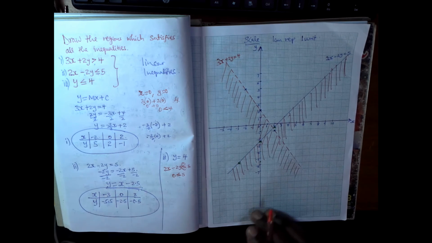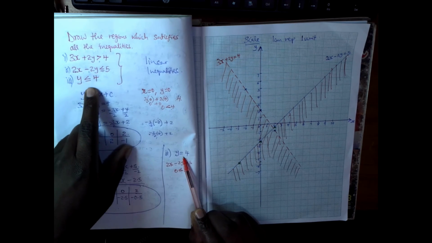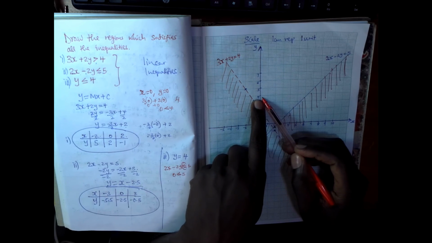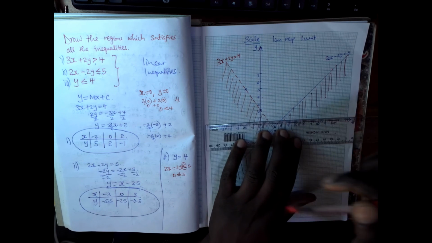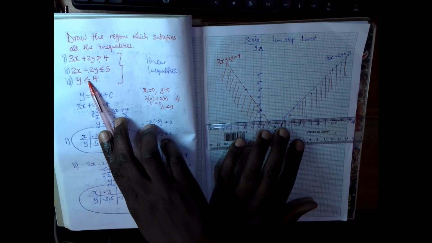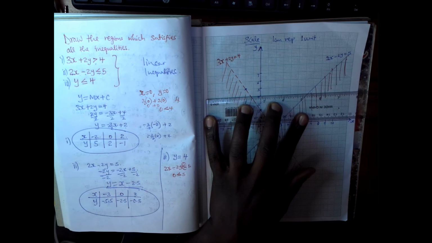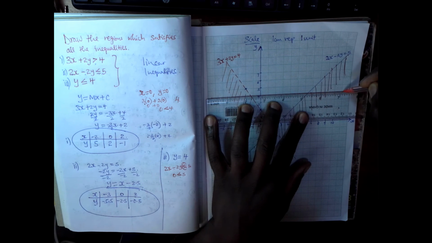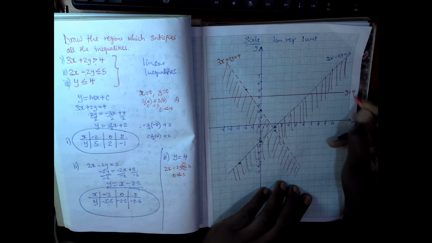Then lastly, we have y is equal to 4. We draw the line y is equal to 4. And here is the line y is equal to 4. And since, again, it has less than or equal to, we are going to draw a complete line. Since any point on that line is also included, this is the line y is equal to 4.